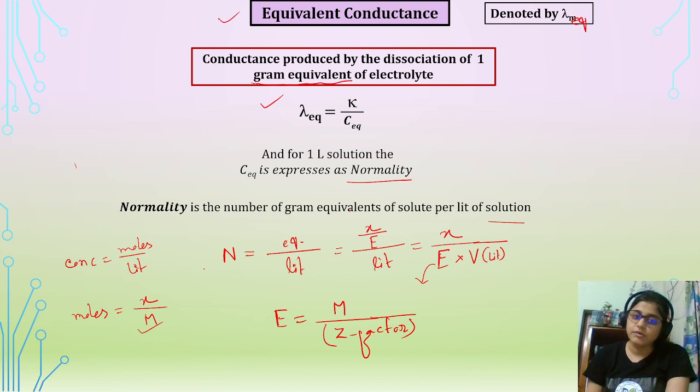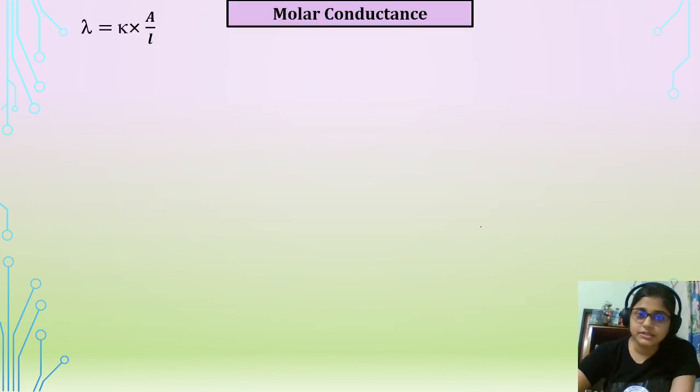So for normality you have all the ideas here: equivalents per liter, and equivalents can be written as the taken weight by the equivalent weight, and we have the relation between equivalent weight and molar mass. So if you put the value here, this will be x into Z factor, divided by M into V. Simple. Let's come to the next slide.